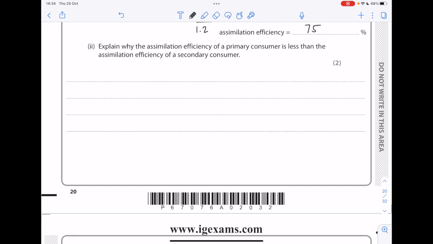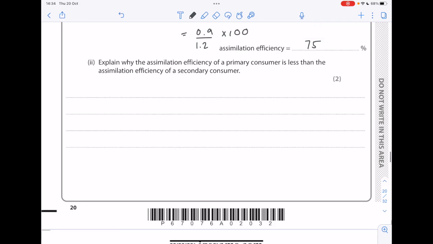Explain why the assimilation efficiency of a primary consumer is less than the assimilation efficiency of a secondary consumer. So why would the primary consumer be obtaining effectively less energy compared with the secondary one? Well, what's it eating? It's eating plants, producers, whereas the secondary consumer is eating animals. So what's true about plants? Well, they've got an awful lot of indigestible matter, and therefore more feces will be made, hence more wastage.